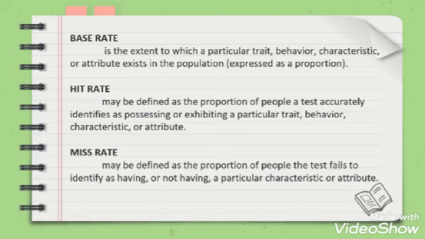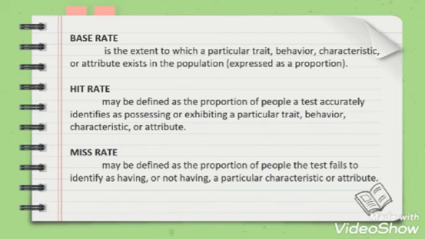Base rate is the extent to which a particular trait, behavior, characteristic, or attribute exists in the population. We also have what we call hit rate. This may be defined as the proportion of people a test accurately identifies as possessing or exhibiting a particular trait, behavior, characteristic, or attribute. Hit rate example: hit rate could refer to the proportion of people accurately predicted to be able to perform work at the graduate school level, or the proportion of neurological patients accurately identified as having a brain tumor.